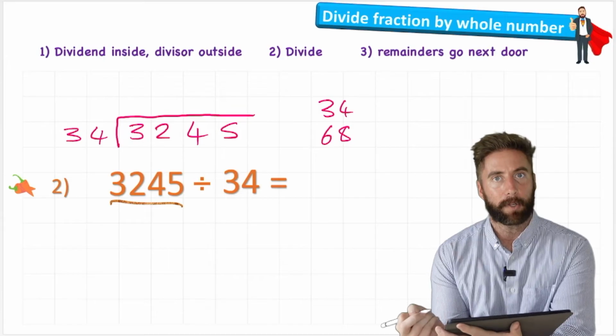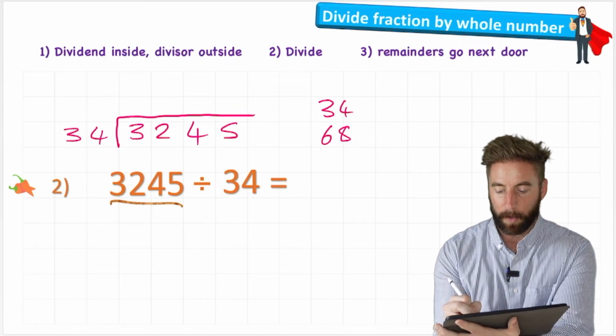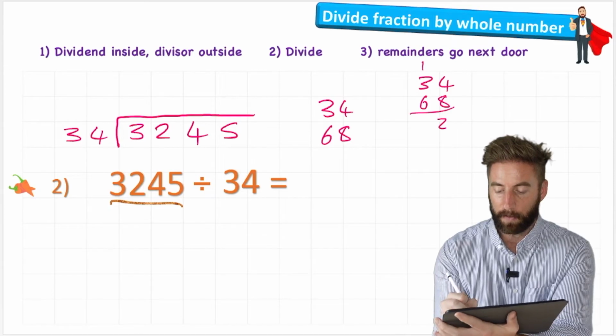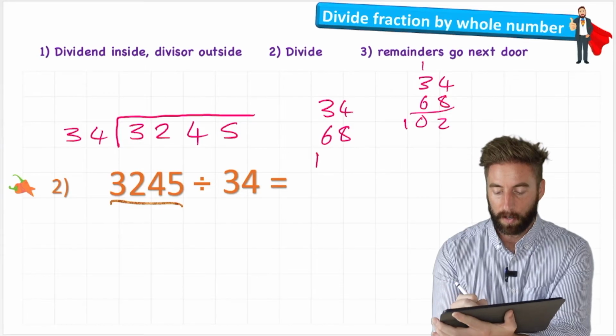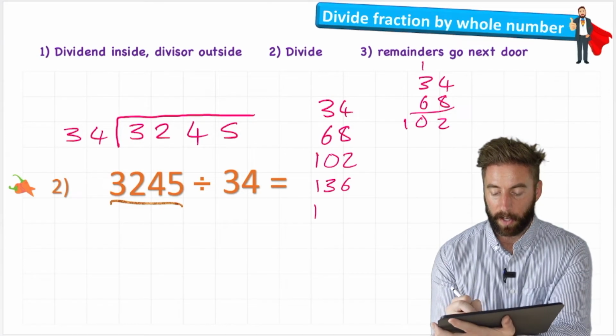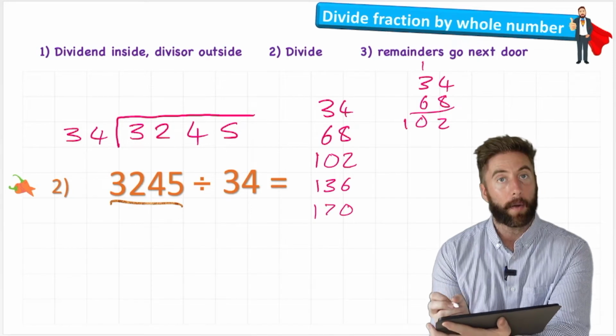And again, 68 plus 34 could be quite difficult, so I'm going to put in a little quick addition. 4 add 8 is 12, 1 add 3 plus the 6 is 10, so my answer is 102. Then it'll be 136, and finally 170. And now I can begin.